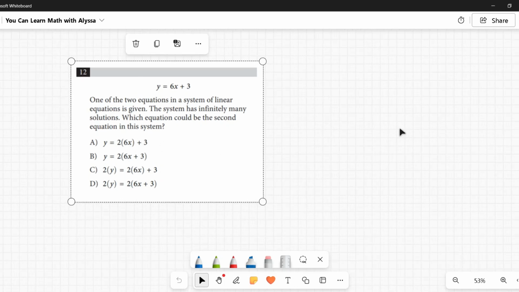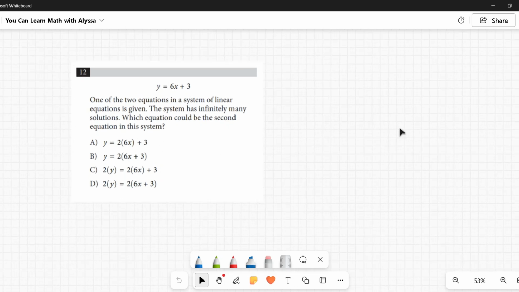Number 12, y equals 6x plus 3. One of the two equations in a system of linear equations is given. The system has infinitely many solutions. Which equation could be the second equation in this system?